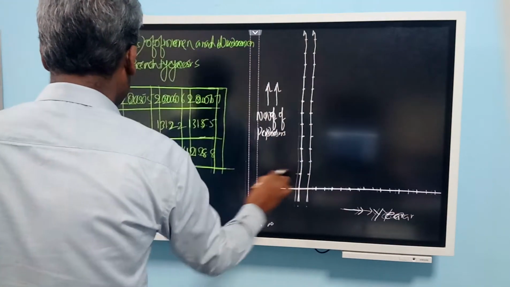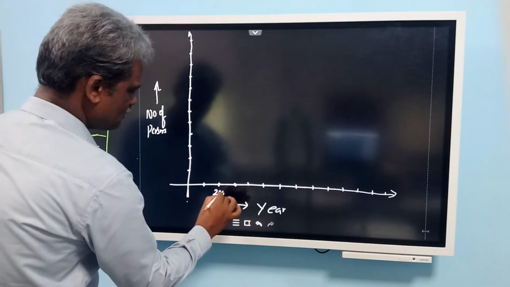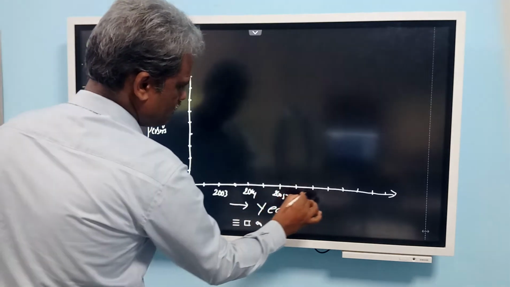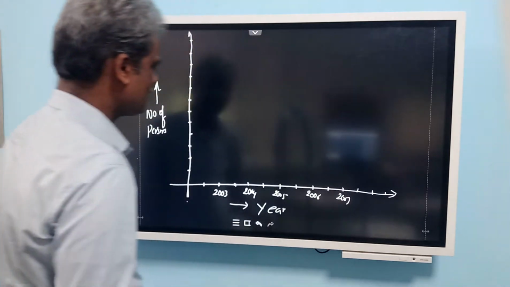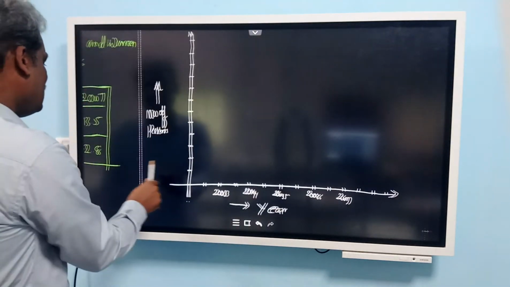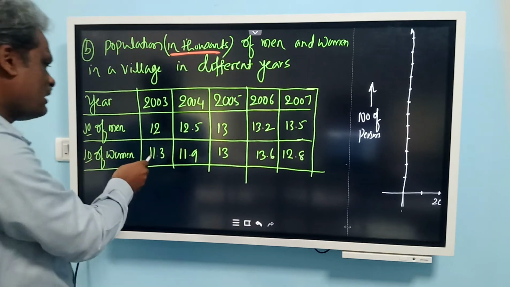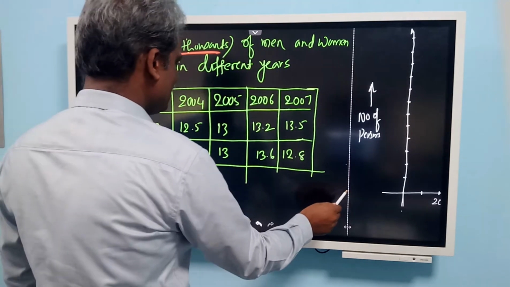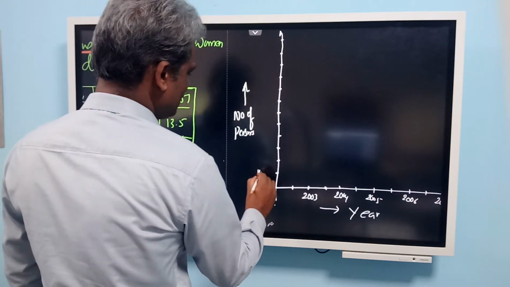Okay, so here is 2003 to 2007. So I will write here 2003, 2004, 2005, 2006, 2007, up to 2007. Then the lowest value you can take is 11,300 up to 12,800. So 11,300 to 12,800.